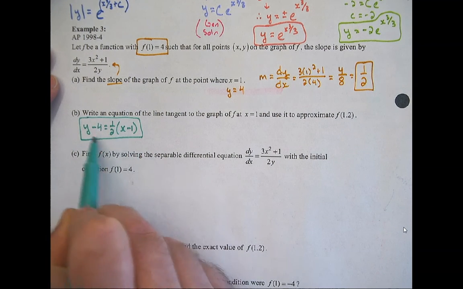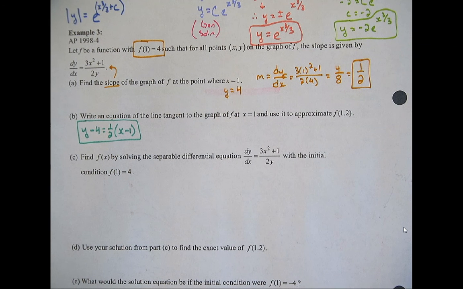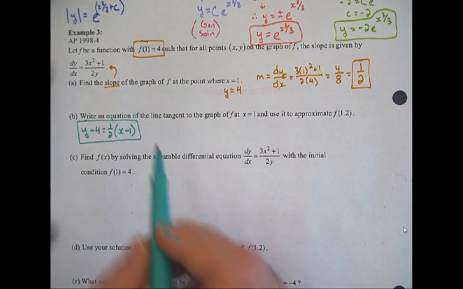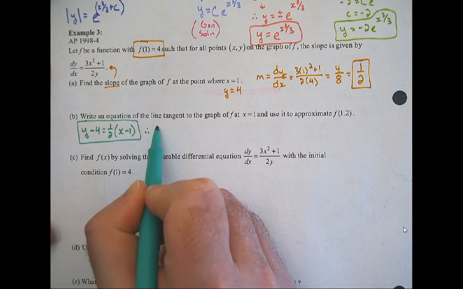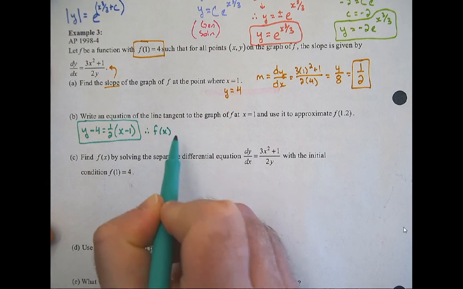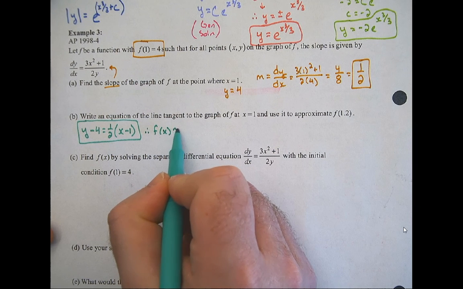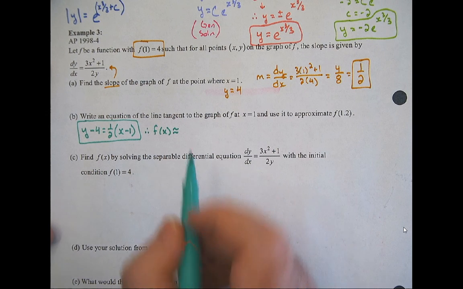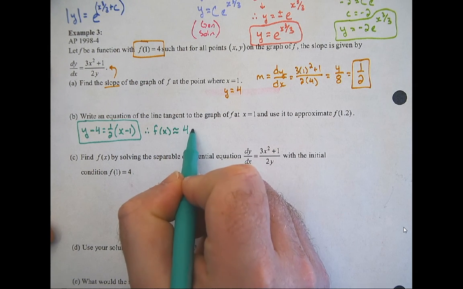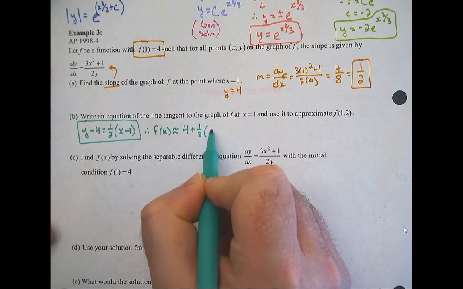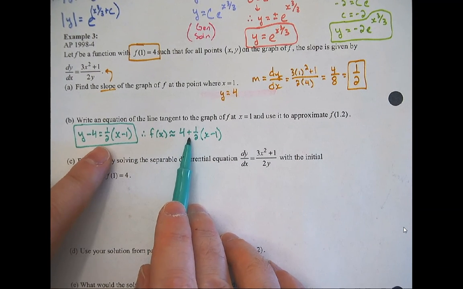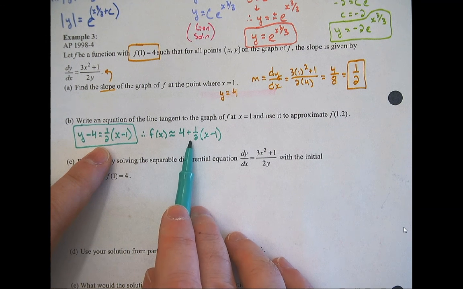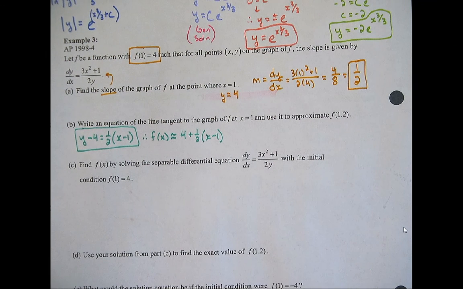Slope intercept. Maybe you move the 4 over and had 4 plus. Great. Now we need to use this to approximate f of 1.2. So maybe actually I think I am going to rewrite this now. So therefore f of x is approximately 4 plus 1/2 times x minus 1, right? Because the tangent line, the curve is approximately what's happening at that tangent line.